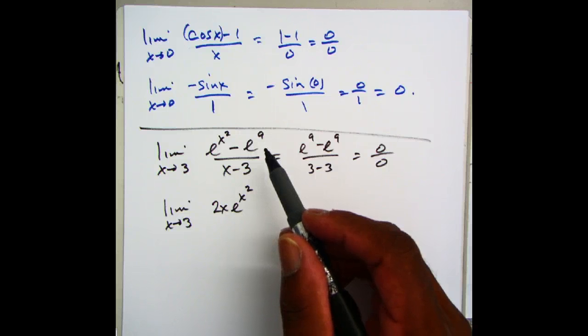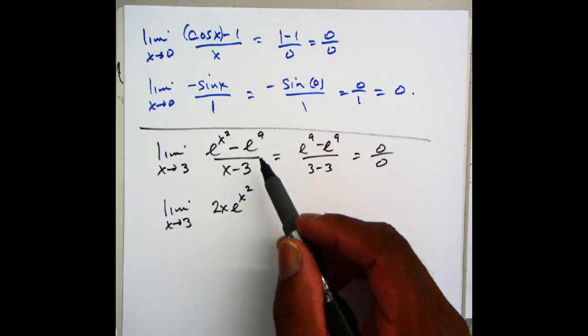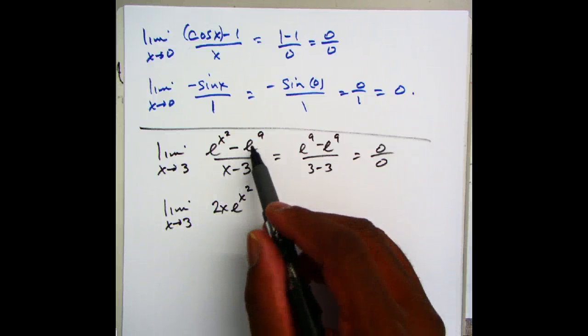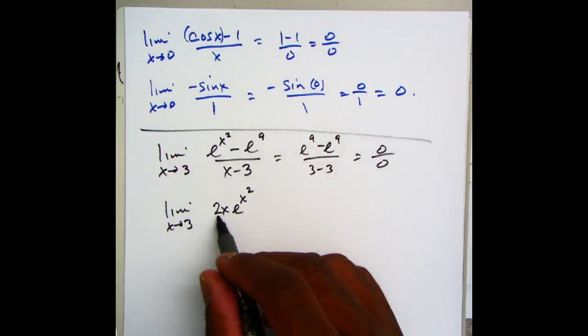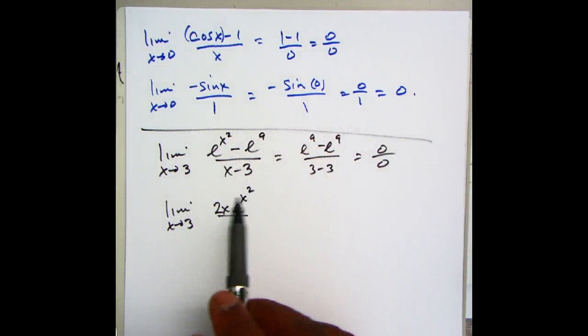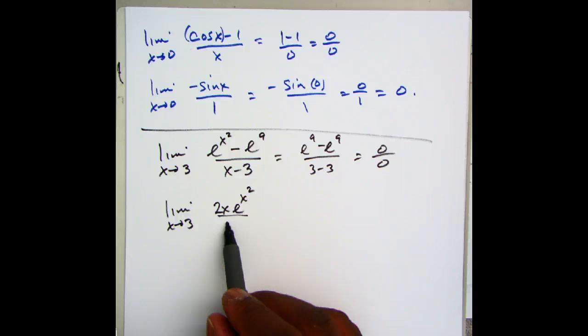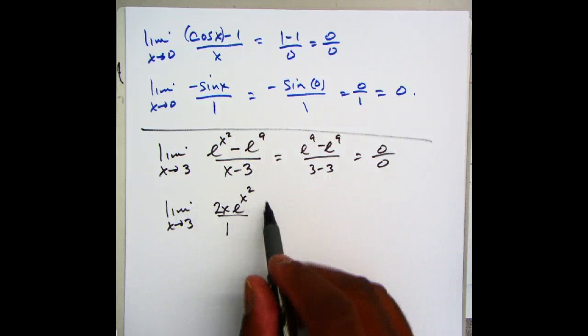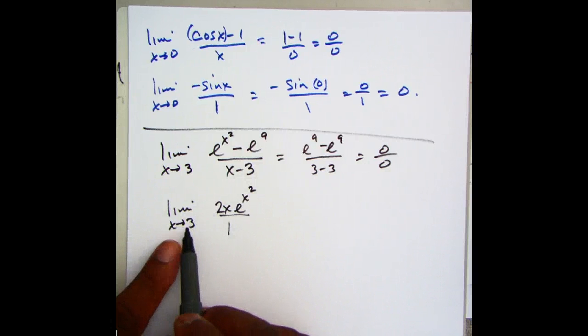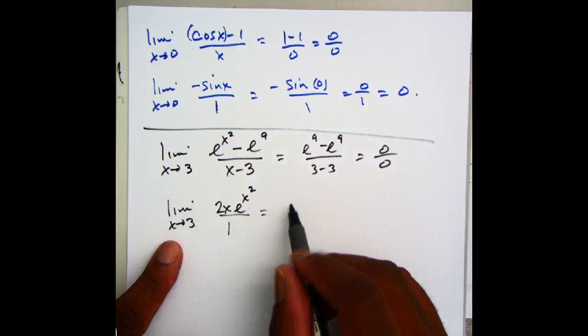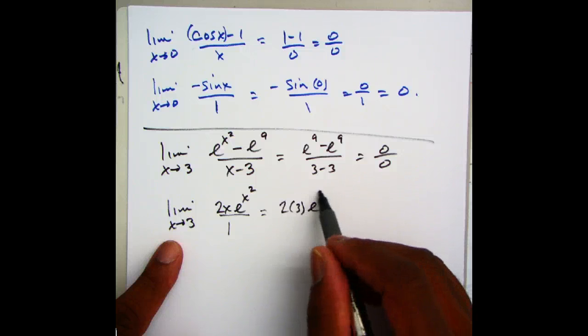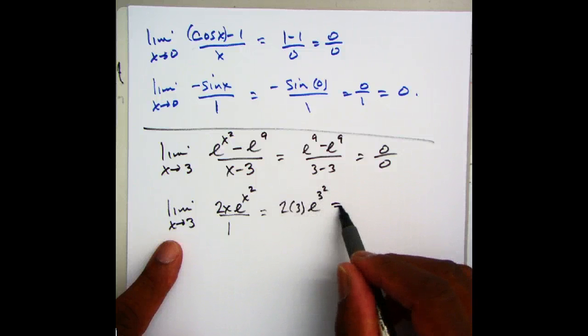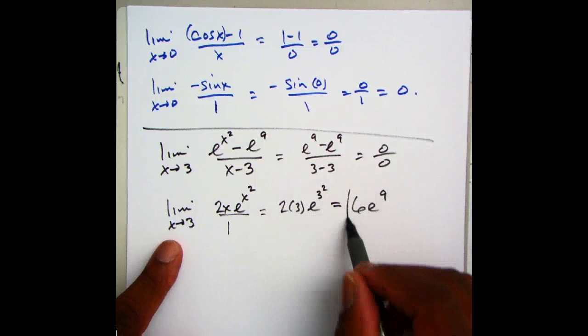It is 0. E to the ninth is a constant. It's like 2.71 to the ninth power, so the derivative there is 0. On the bottom, the derivative of x is 1. The derivative of 3 is 0. So now when you plug in your 3, you end up with 2 times 3 times e to the 3 squared, or 6e to the ninth, and that's our answer.